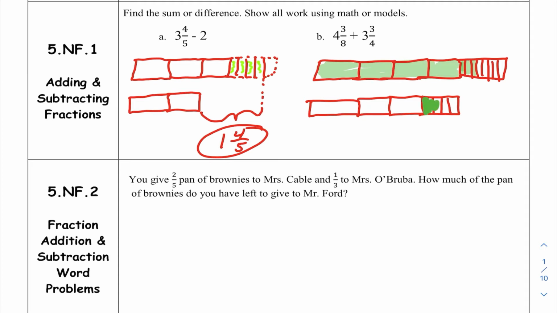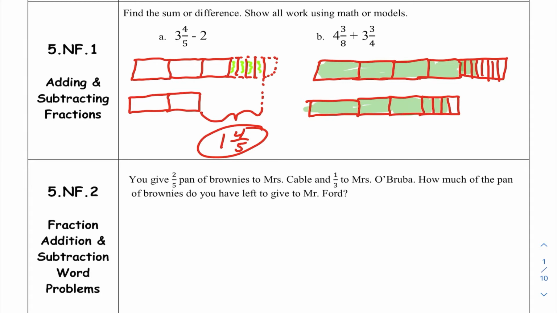I've got 1, 2, 3 of those. Okay. Now, the wholes are really easy to add. The trick here is the fractions. Now, to combine the fractions together, I need them to be the same size.